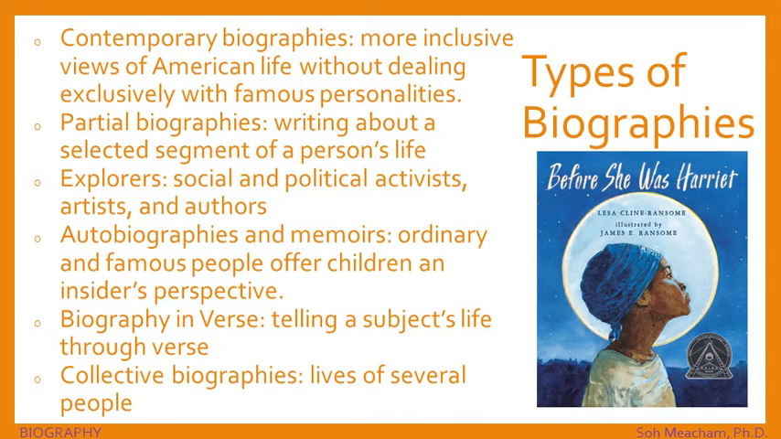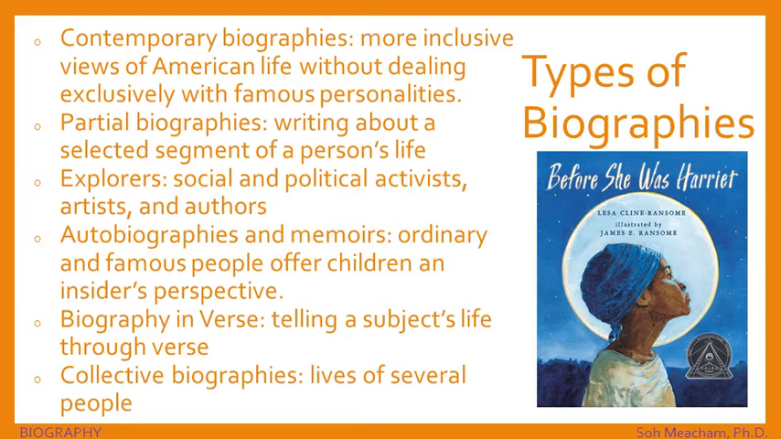There are different types of biographies, as you can see on this slide. Contemporary biographies use more inclusive views of American life without dealing exclusively with famous personalities. Partial biographies write about a selected segment of a person's life. Explorers' biographies feature social and political activists, artists, and authors. Autobiographies and memoirs describe the author's own lives. Authors can be ordinary or famous people. This type offers children an insider's perspective.